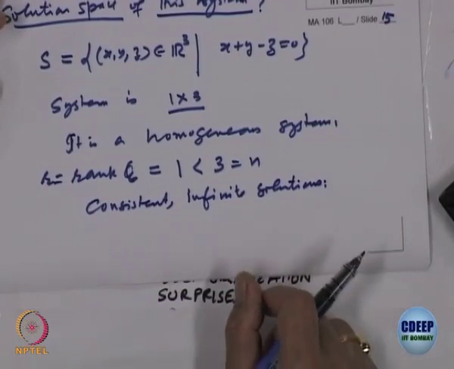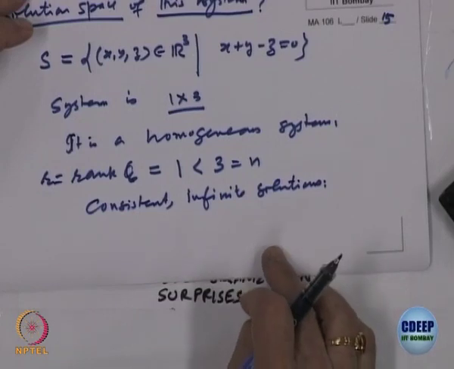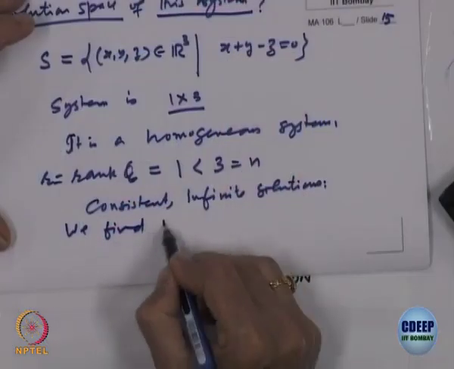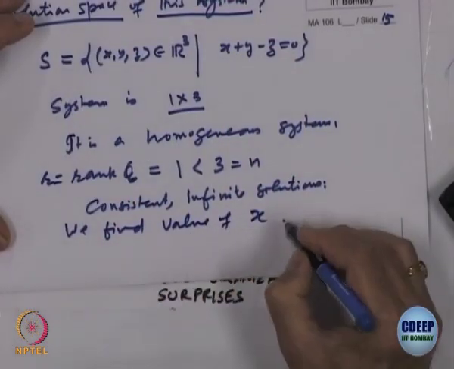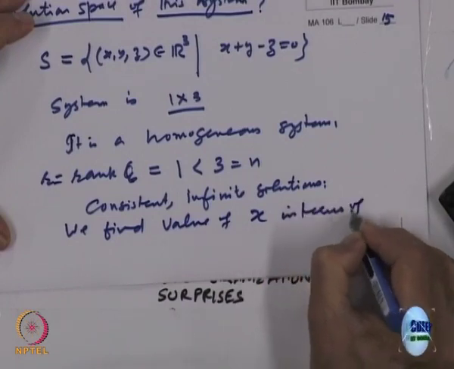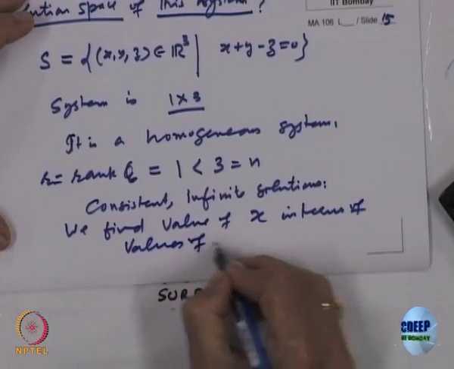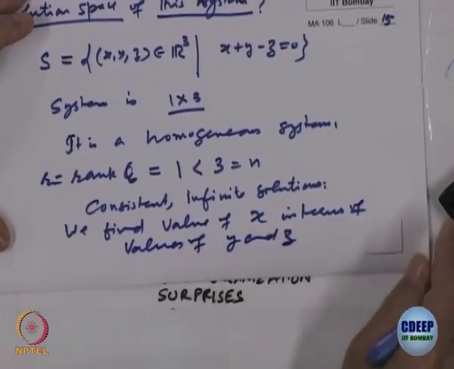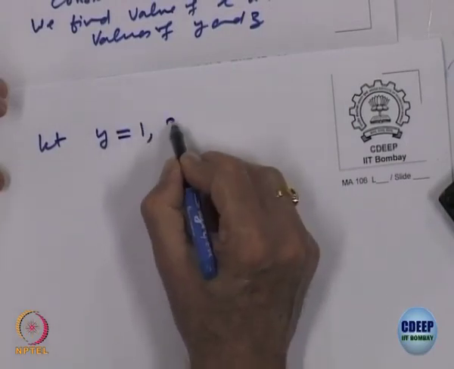And we gave a method for how to find the infinite solutions. Where is the pivotal column? The pivotal variable is x, right? The pivot comes in the very first stage, x. So the value of x should be found in terms of the values of y and z. So let us do that. So let us put arbitrary values. So let y be equal to 1, z be equal to 0.